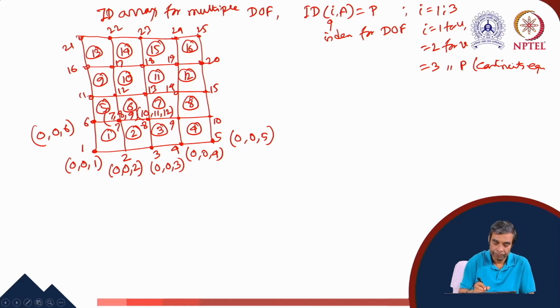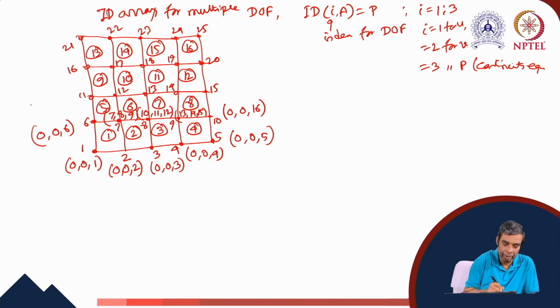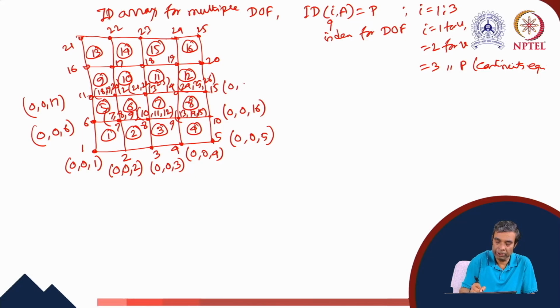Okay, so for the ninth node, it is 13, 14, 15. For the 10th node, it is 0, 0, 16. For the 11th node, it is 0, 0, 17. Then it is 18, 19, 20 at the 12th node. At the 13th node, it is 21, 22, 23. At the 14th node, it is 24, 25, 26. At the 15th, it will be 0, 0, 27. At the 16th, it will be 0, 0, 28.